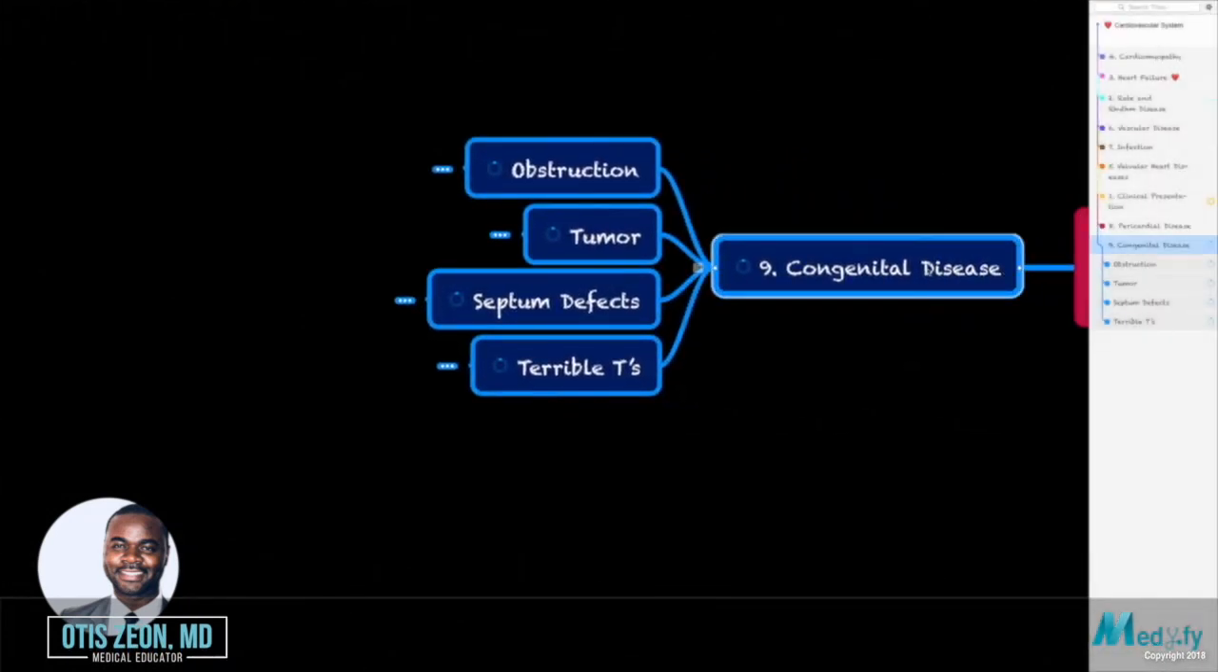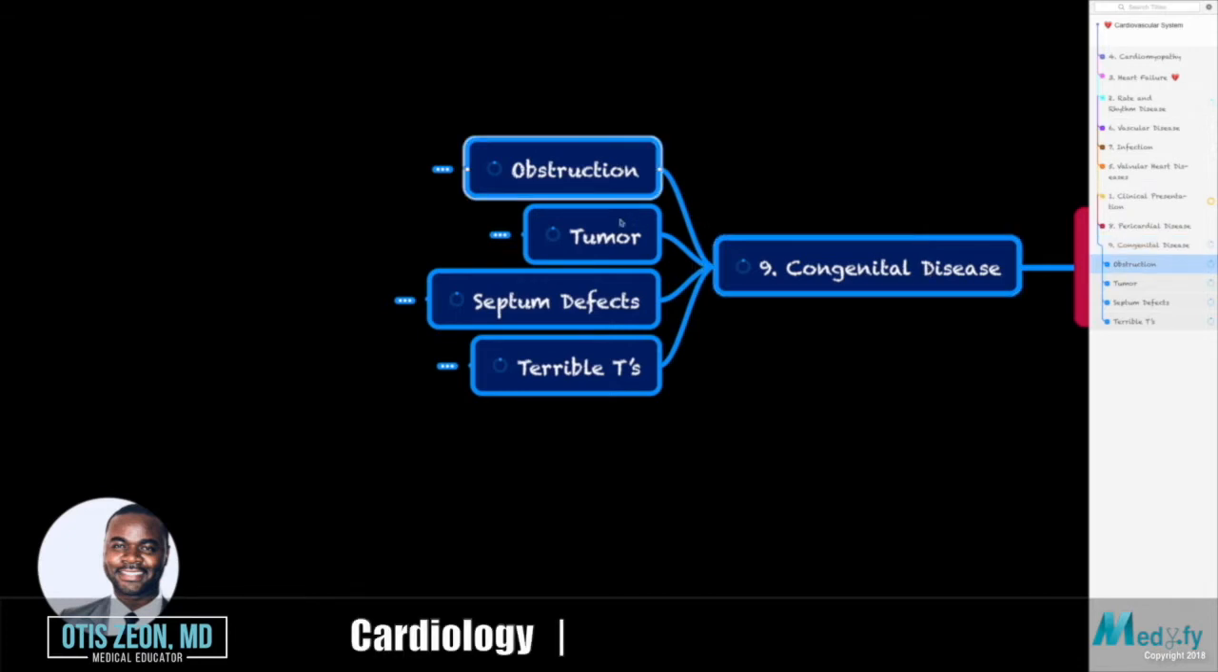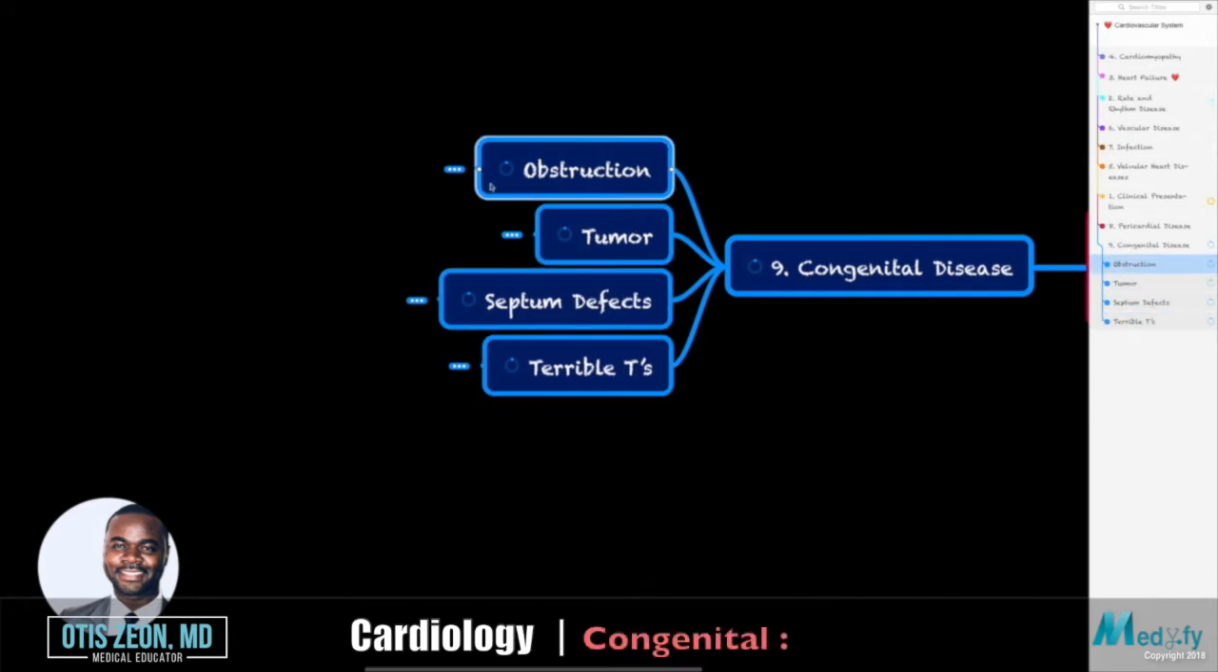Congenital disease is fair game for the exam. Here we're going to break it down into 4 categories and just try to keep it simple. We have obstruction, tumor, septal diseases, and the terrible T's. Let's talk about the obstruction first.